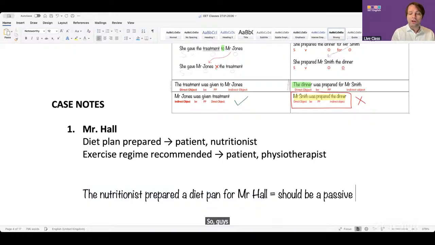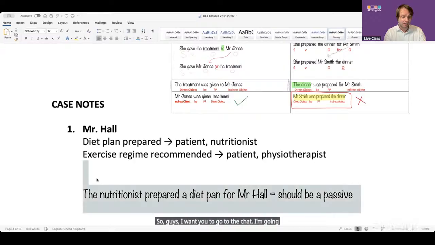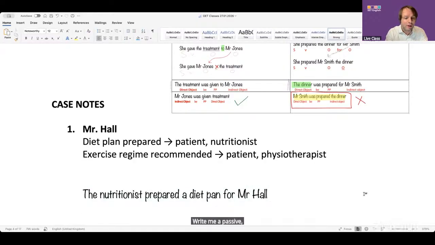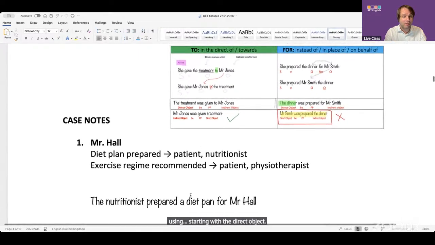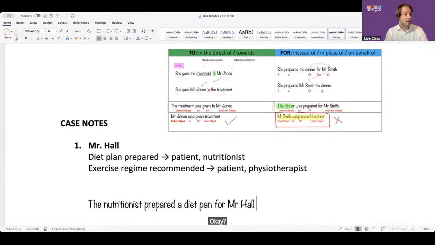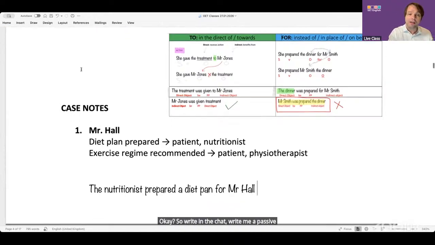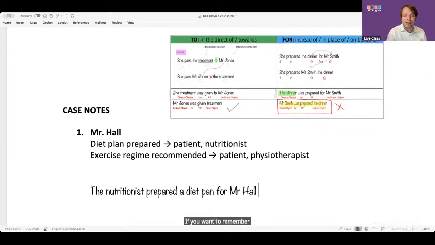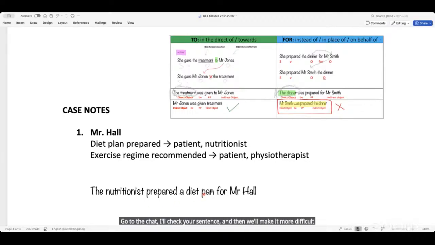So, guys, I want you to go to the chat. I'll leave it on the screen. Write me a passive starting with the direct object. Okay? So write in the chat, write me a passive starting with the direct object. If you want to remember, the direct object is like the treatment, or the dinner. Go to the chat. I'll check your sentence and then we'll make it more difficult.